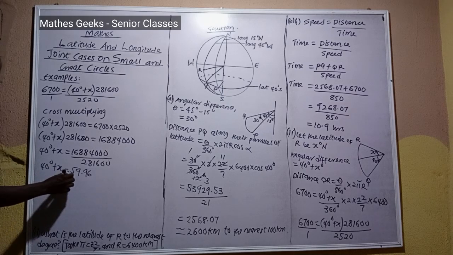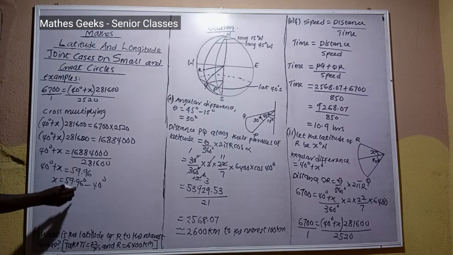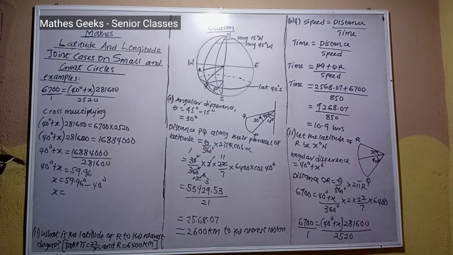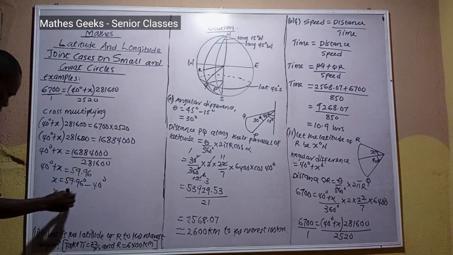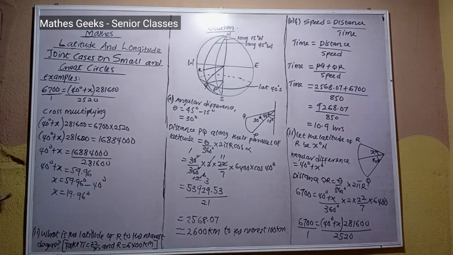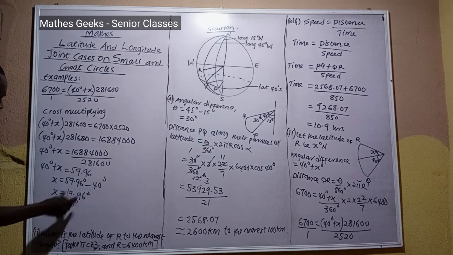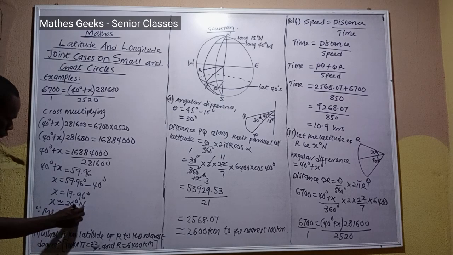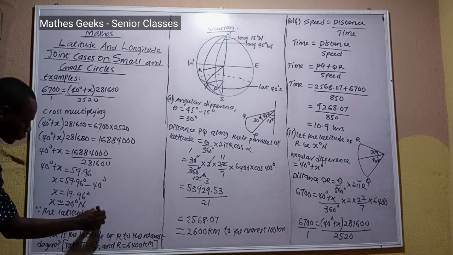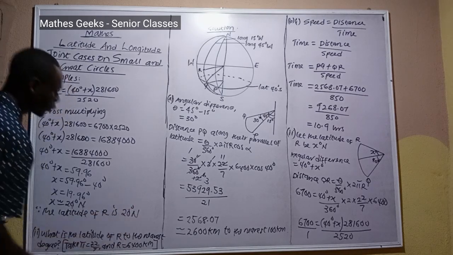So x is equal to 59.96 degrees minus 40 degrees. X is equal to 19.96 degrees, approximately 20 degrees north. Therefore, the latitude of R is 20 degrees north.